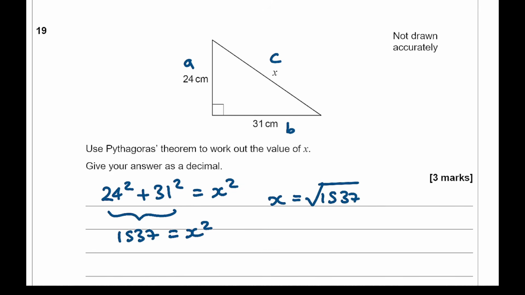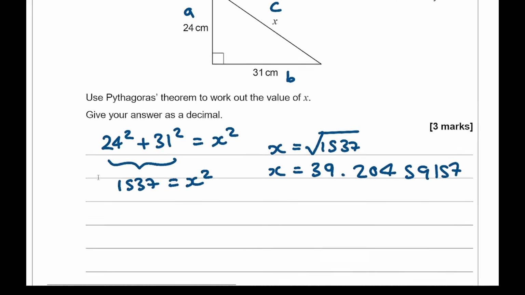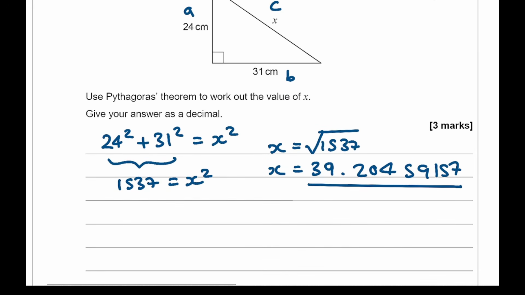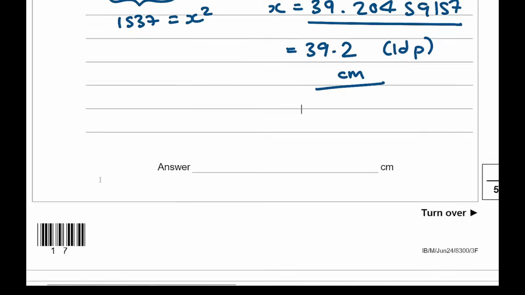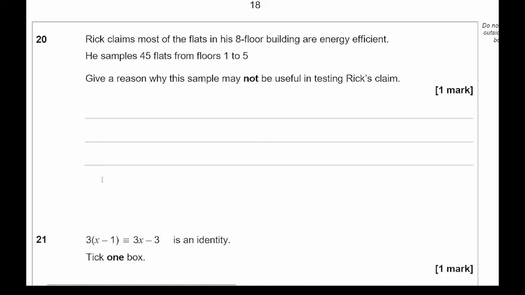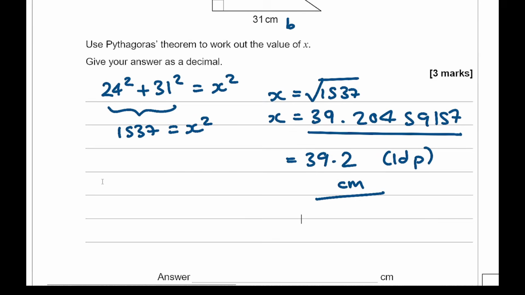Now if you type that into your calculator and they're not wanting your answer left as a square root, you should end up with an answer of 39.20459157. Now it doesn't say what they want the decimal rounded to, so you could either leave your answer and copy the number that's on your calculator, or you can round it. I'm going to round it to 39.2, and that's to 1 decimal place, and that's in centimeters. Moving on to question 20. Just a little note that if you are going to round this question, make sure you state what you've rounded it to.